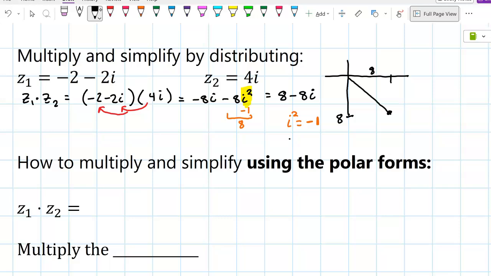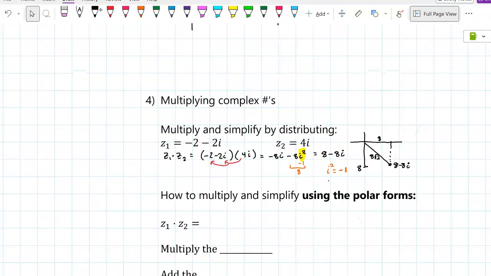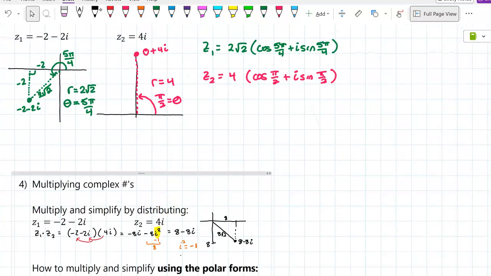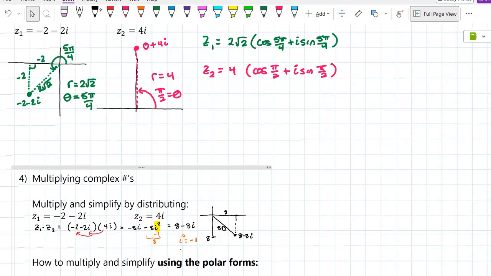And it'd have a radius of what? 8 root 2. So when we multiplied two complex numbers, we got a new complex number, which is always true, but we got one in a completely different quadrant than the other two. Interesting.